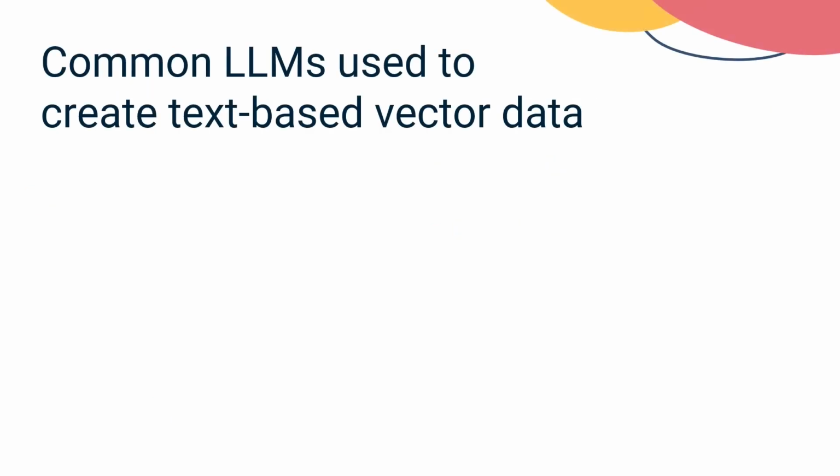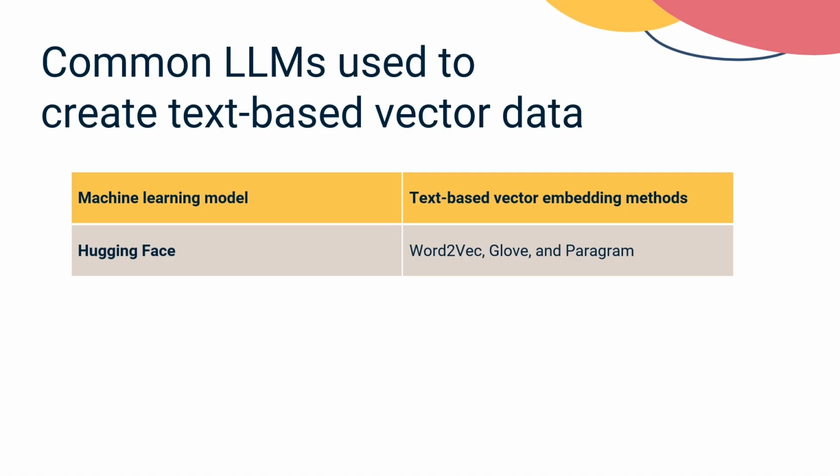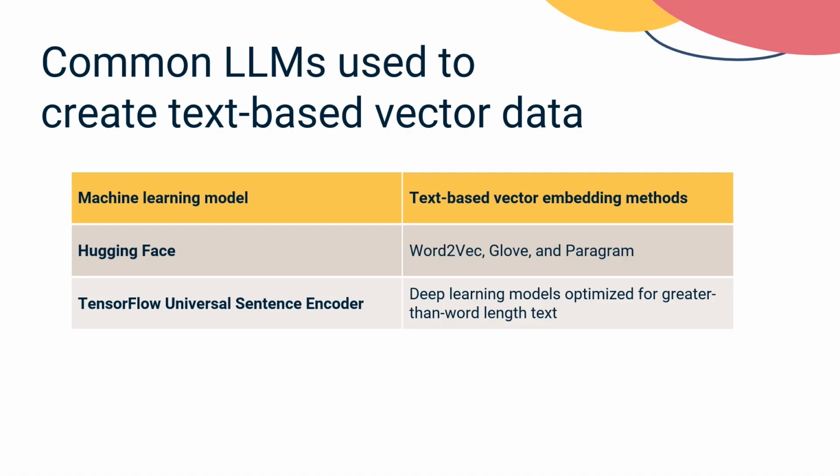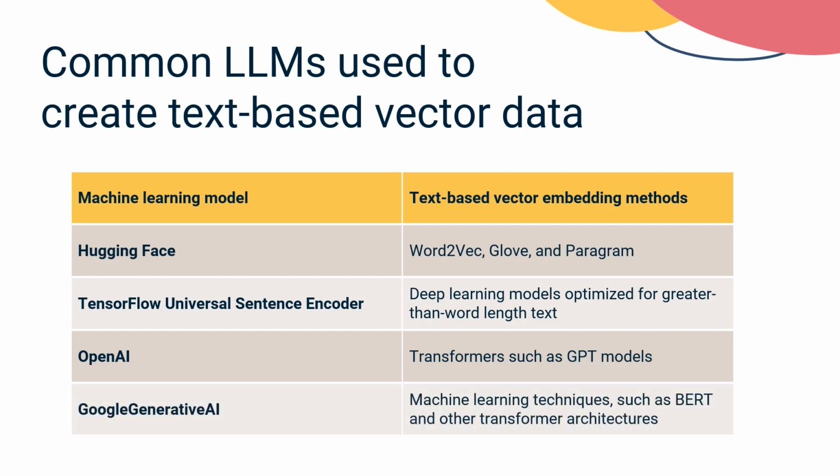Pre-trained machine learning models, trained on millions of data items, create these embeddings. Some of the most commonly used model resources that aid in creating vector embeddings for text-based data include Hugging Face that creates text embeddings using Word2vec, GloVe, and Paragram. TensorFlow Universal Sentence Encoder that creates embeddings using deep learning models optimized for greater than word-length text. OpenAI that creates text embeddings using transformers, like GPT models, and Google Generative AI that creates text embeddings using machine learning techniques, such as BERT and other transformer architectures.